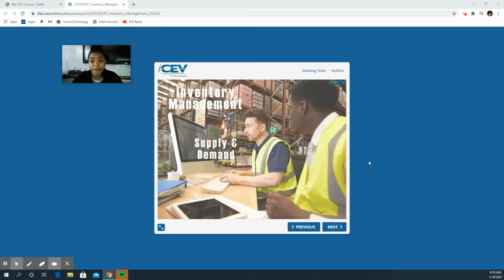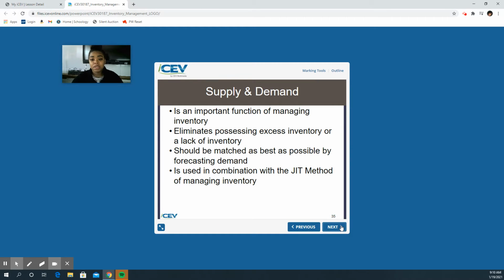All right, so now we're going to talk about supply and demand, okay? Supply and demand is important for inventory because you don't know how much to supply if you don't know what your demand is. Okay, so what does that mean?